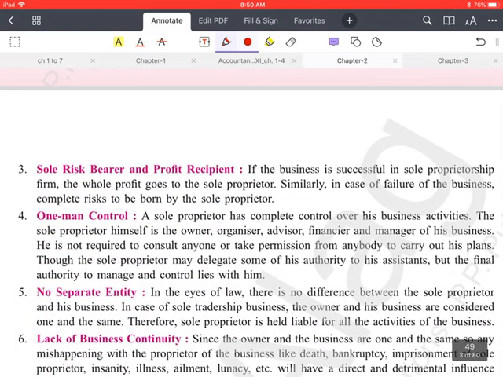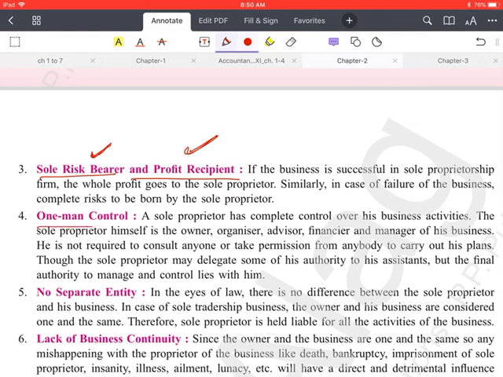Next is sole risk bearer and profit recipient. Means he is the only one person who bears the risk. Okay. Nobody is going to share his risk. He is the only person, he has to bear all the risk. Okay. And if obviously he is bearing the risk, so जो भी profit होगा, the profit goes to that person only. Okay. The risk or the profit will also not be shared with anybody.